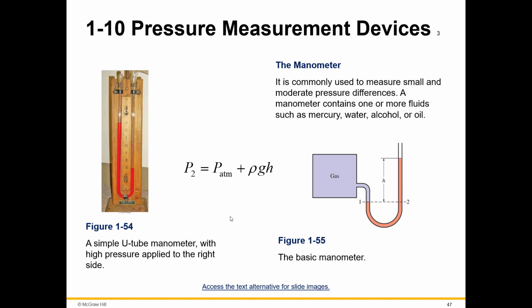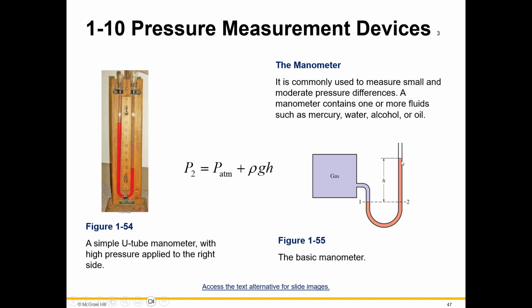Okay, and so then we are going to talk about different pressure measuring devices. One is a manometer. This is just a very simple U-tube manometer with a high pressure applied to the right side. So the right side is where that higher pressure was applied. The manometer is commonly used to measure small and moderate pressure differences. A manometer contains one or more fluids, such as mercury, water, alcohol, or oil. And remember, you see 1 and 2 right here.